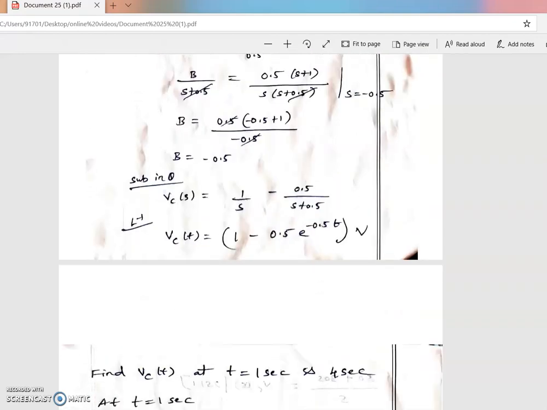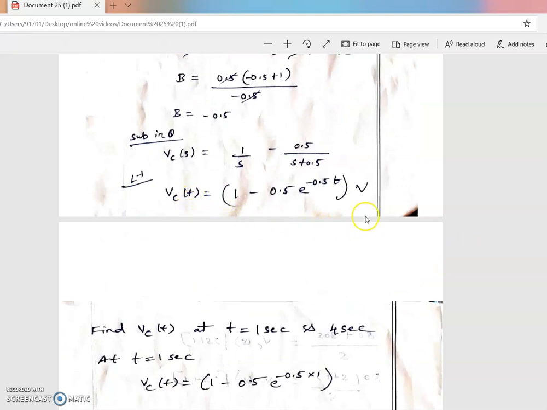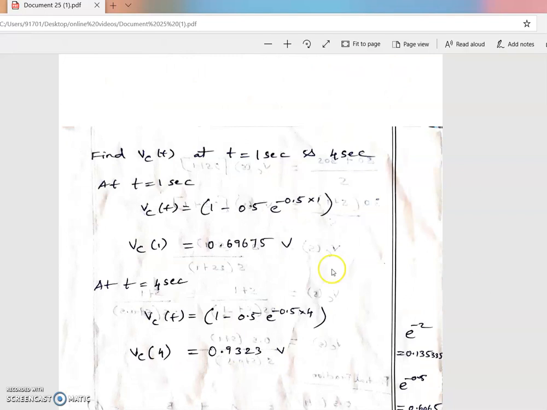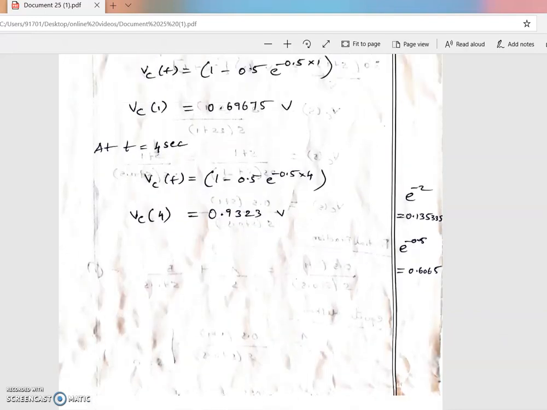After getting the voltage across the capacitor term, we substitute the time values of 1 second and 4 seconds, that's all. At t equal to 1 second, we substitute t as 1 and we get the voltage across the capacitor at 1 second as 0.69675 volt. Similarly, for 4 seconds we get Vc(4) equal to 0.9323 volt. This is the end value for this particular sum. Now we move on to the second problem.